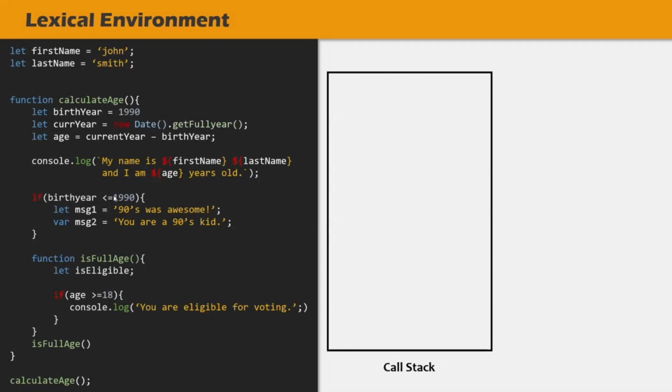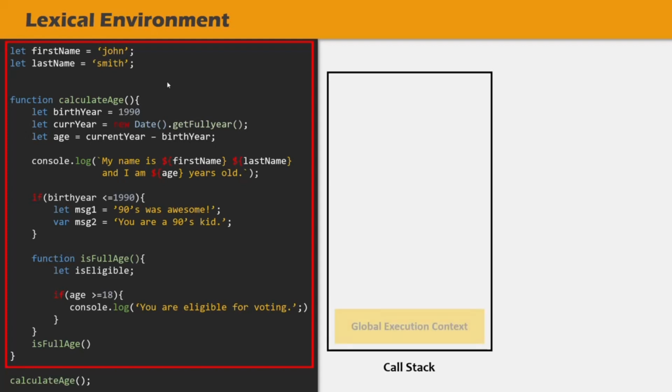So here we have a very simple JavaScript program. It is basically the same program which we saw in our last lecture. Now, when this program is executed by the JavaScript engine, first of all, for all the global variables and functions, a global execution context will be created, because we have learned that all the global variables and functions get stored and executed in the global execution context.